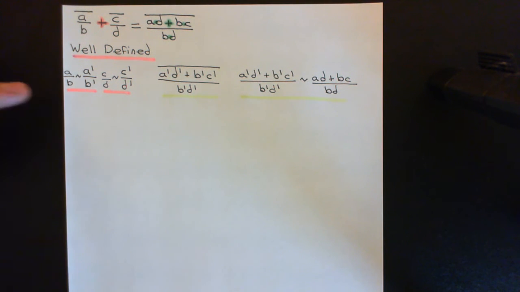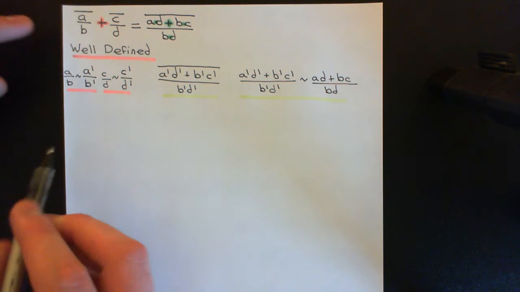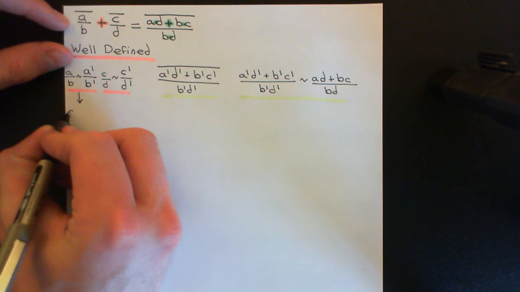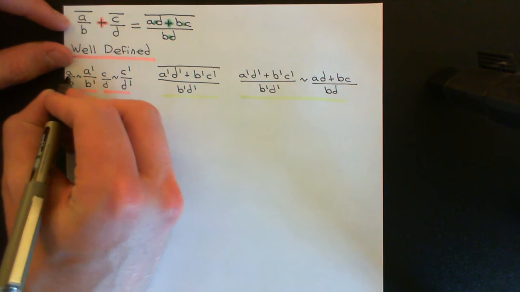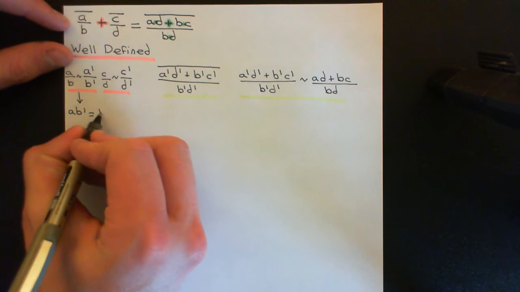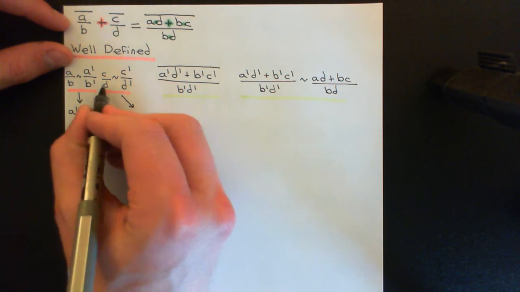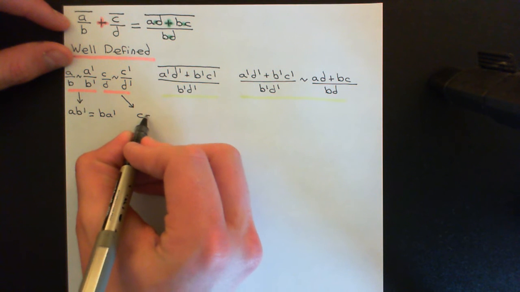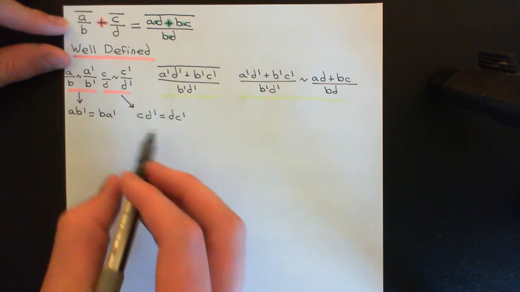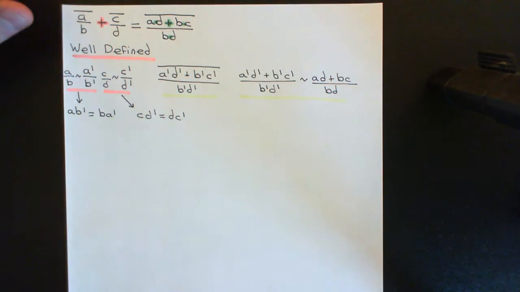Okay, so let's write out the conditions that I'm going to get from this. If a over b is related to a prime over b prime, then that means that a times b prime, the numerator here times the denominator here, is equal to b times a prime. Okay, so this is the statement that I get from that. Equivalently, I can get that c times d prime is equal to d times c prime, and from these two things I want to prove that the condition I need to prove for this to be true is going to be true.